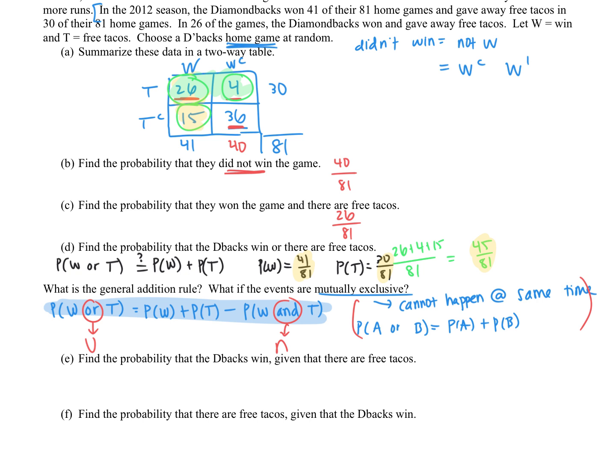Okay, let's talk about E. Find the probability that the Diamondbacks win the game given there are free tacos. So this is a really big deal. Given there are free tacos, what that means is we're only looking at the 30 games where free tacos were given out. So we're only looking at this row right here. Given the 30 games where free tacos were given out, in how many of them did the Diamondbacks win?